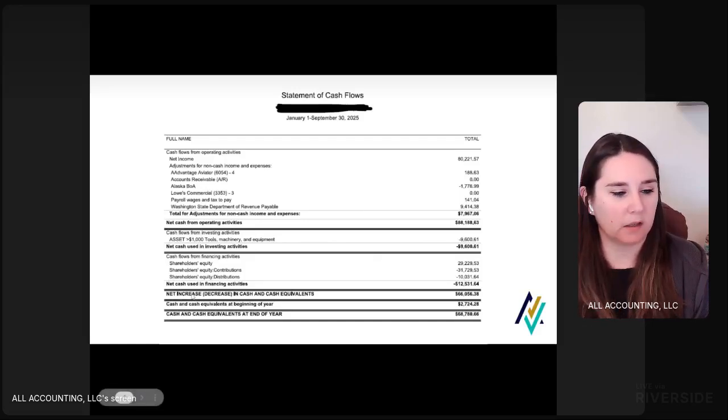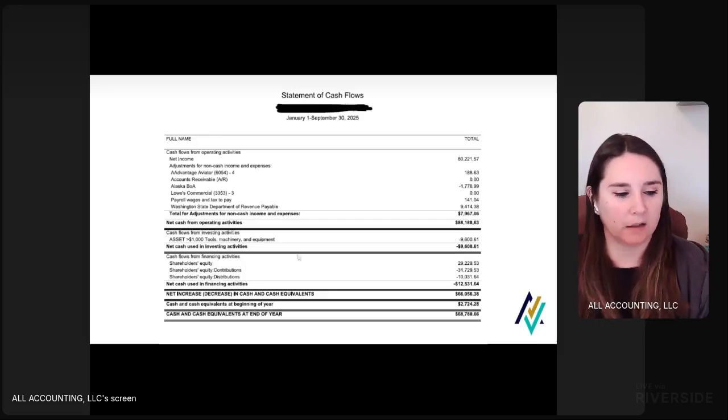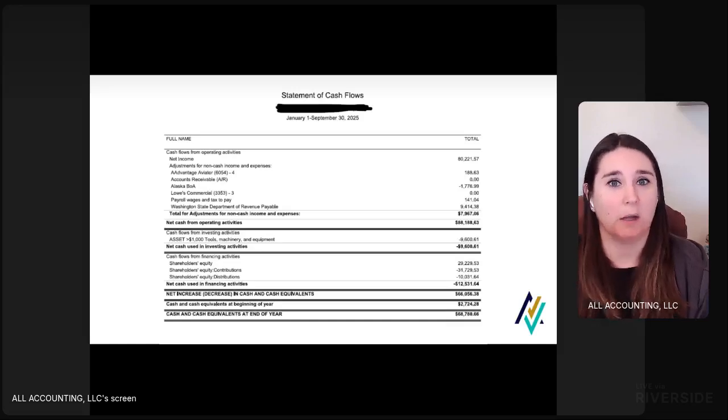And then the cash equivalents at the beginning of the year, this is going to be what is in your actual bank account or cash that you have on hand at whatever time period, typically January 1st, that's the beginning of the year. And then cash equivalents at the end of the year, the $68,000. If you go to your balance sheet, you'll see that this is the exact amount that is within your bank balance at this time period.